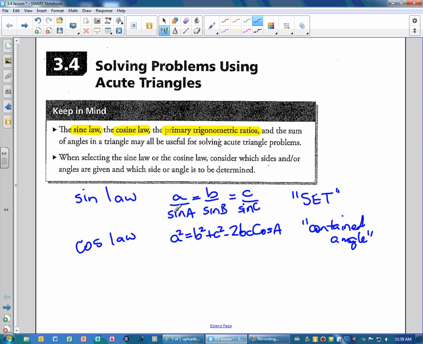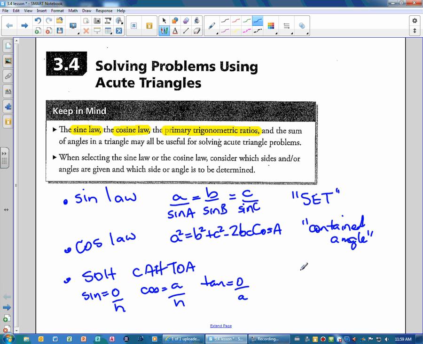And primary trig ratios, that's SOHCAHTOA. Sine is opposite over hypotenuse. Cosine is adjacent over hypotenuse. Tangent is opposite over adjacent. So these are your tools, as well as all triangles add up to 180 degrees.